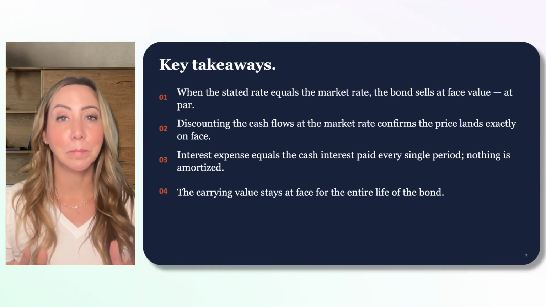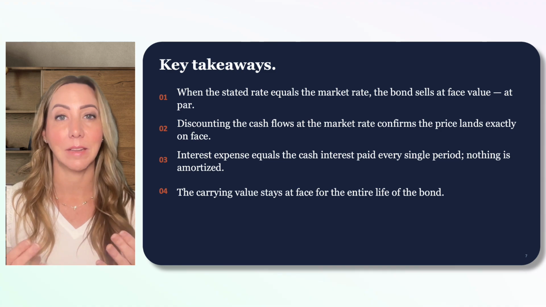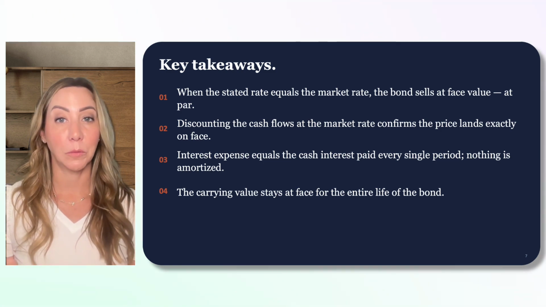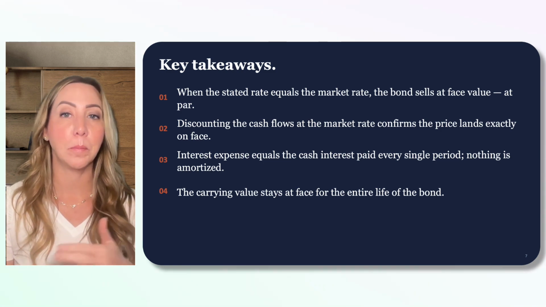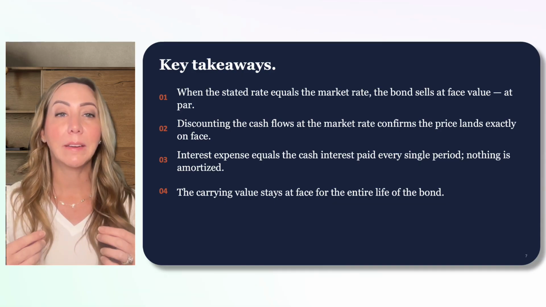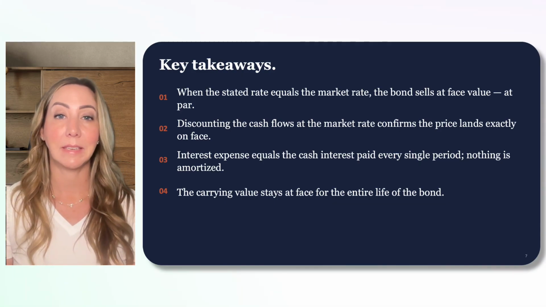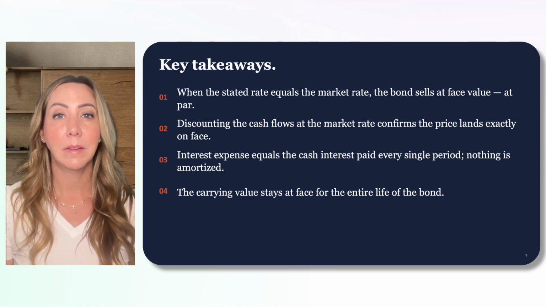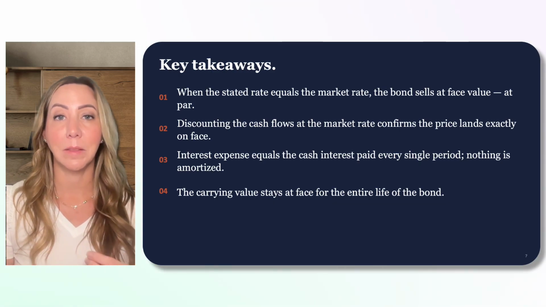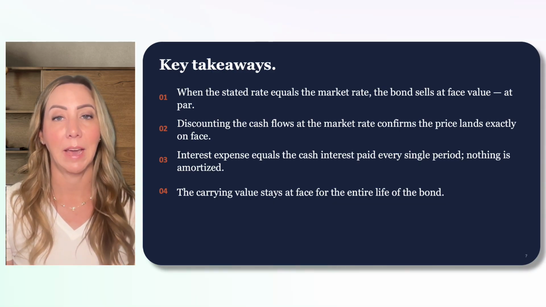To wrap up the simplest bond scenario, remember that when stated equals market, the bond sells at face value. Use the market rate, though, to price the bond, and you'll find that the price will equal face. We'll recognize interest expense equal to the payments we're making each period, so adjustments to carrying value aren't necessary. Next, we're going to look at when the stated rate and the market rate don't equal, and how do we account for that scenario.